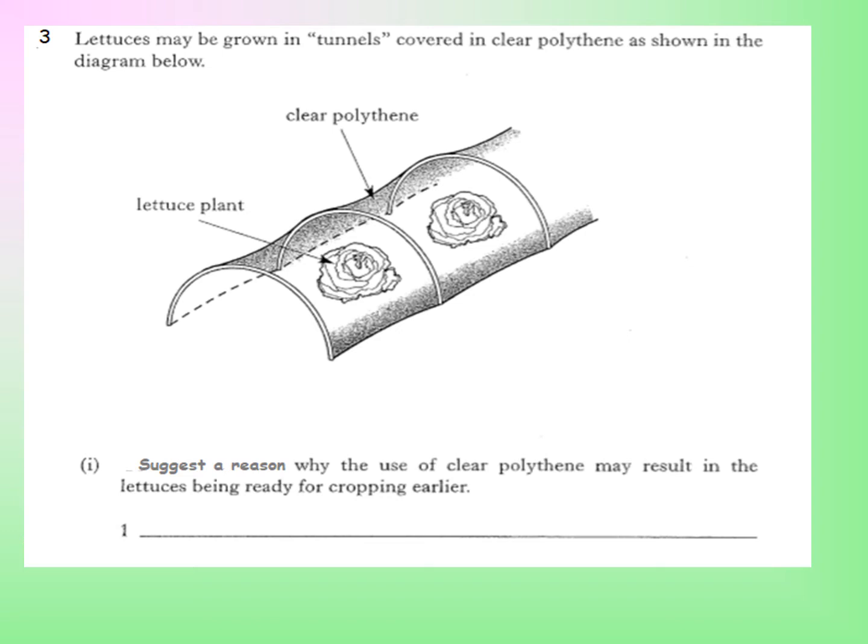So we could say it's adding warmth, it's providing warmth, shelter, and wind protection as well. So we know that if we increase the temperature, our rate of photosynthesis increases, and therefore we will get greater growth of lettuce. And by using these tunnels, we're increasing the temperature.